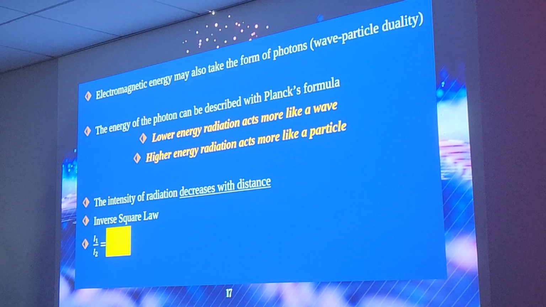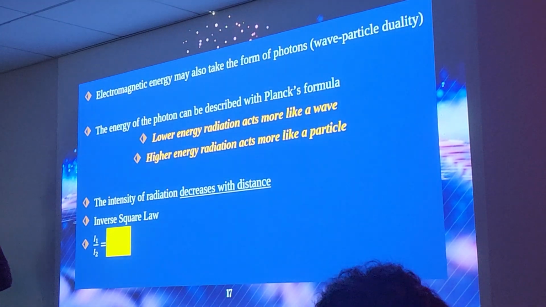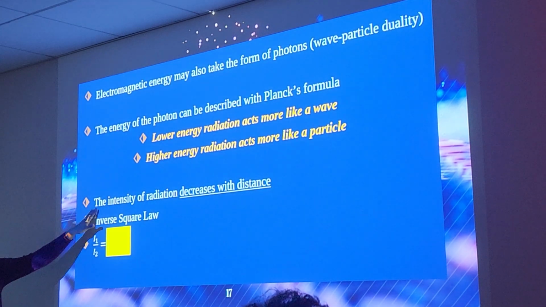So, last lecture, I told you guys something about wave-particle duality. What does that mean? Like wave or particle. Yes, so electromagnetic radiation can either act like a wave or a particle, depending on the energy. Lower energy radiation acts more like a wave, and higher energy radiation, such as X-rays or gamma rays, acts more like particles. So, from that, we're going to go into the intensity of the radiation.